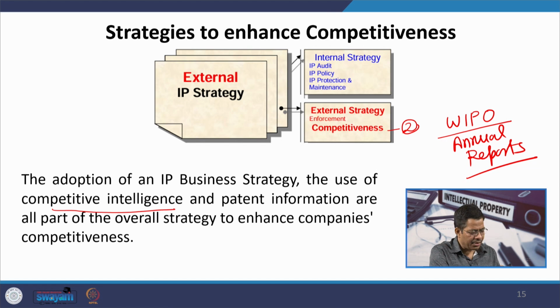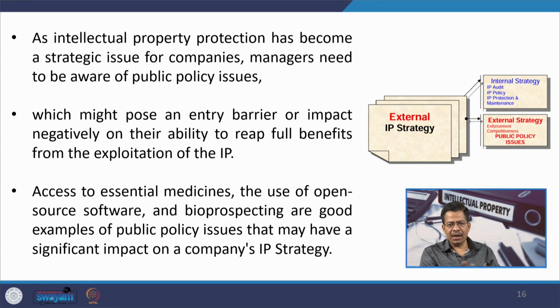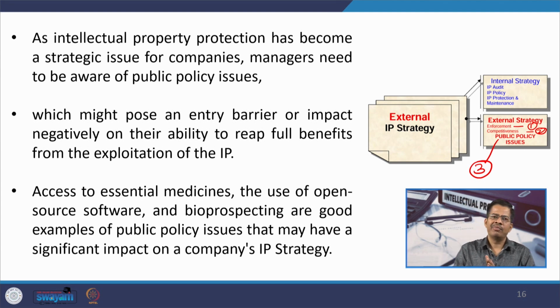Sometimes, again I will say, if I do not have the idea of external work, we remain obsessed with what we are doing. Therefore, this competitiveness will only come when we are leading the R&D direction, and that is the second important element of my external strategy. Then another important element of my external strategy is, one is enforcement, second is competitiveness, and the third is public policy related issues. Because in some countries there can be a good environment for IP, in some other countries there may not be so good an environment for IP.